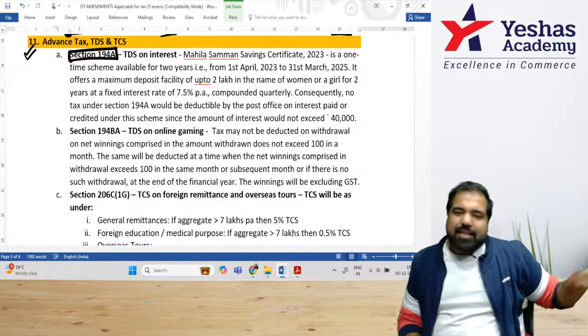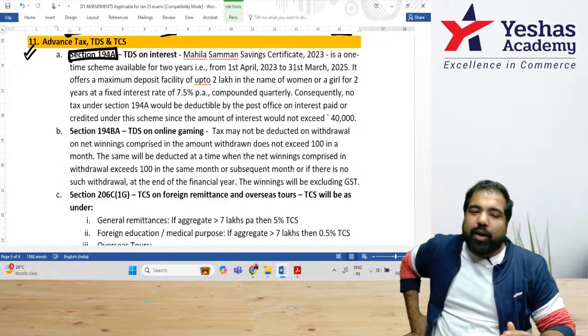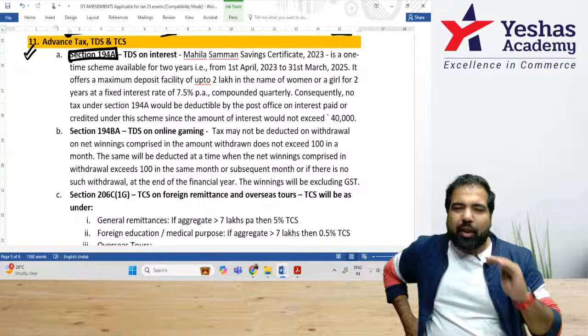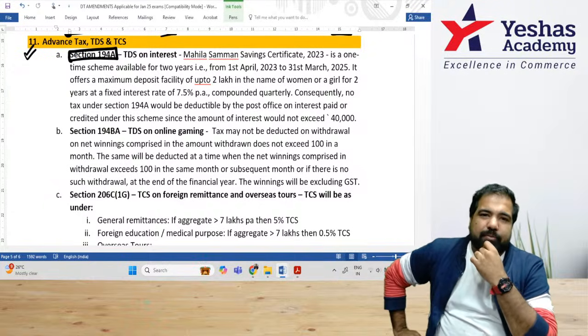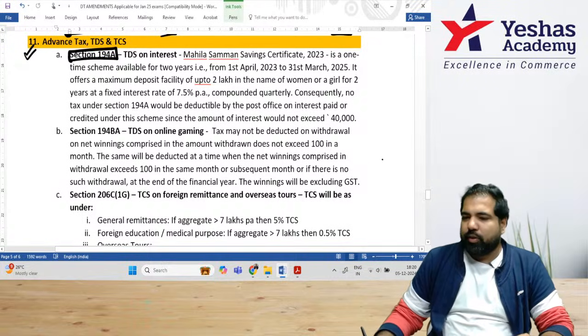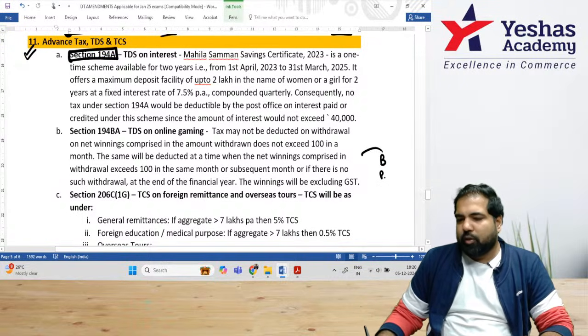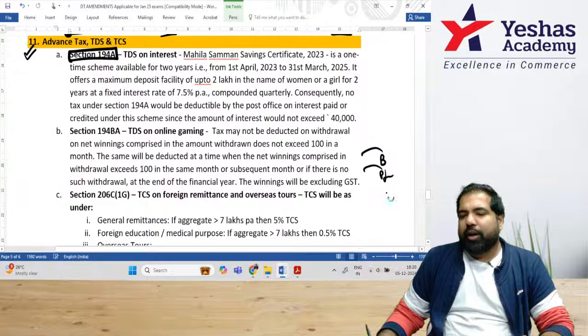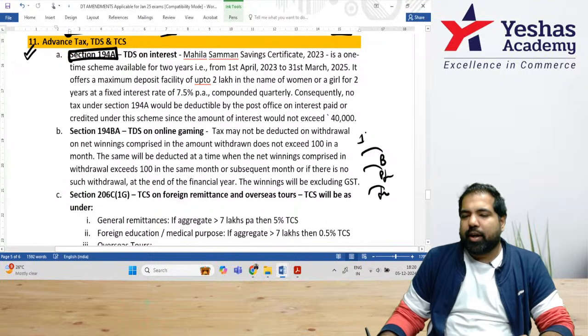All right, let's start, guys. There's a section called 194A. If you remember, Axis Bank. When someone pays you interest, for example, a bank paying you interest, it could be a partnership firm paying you interest, it could be a friend paying you interest, then section 194A says that they need to deduct TDS at the rate of 10%.